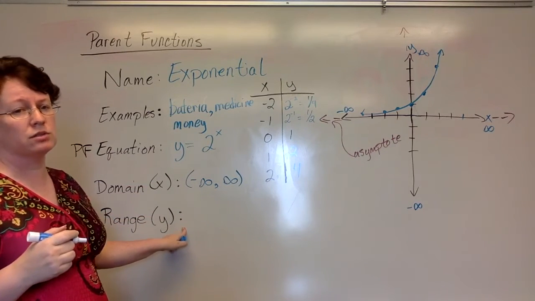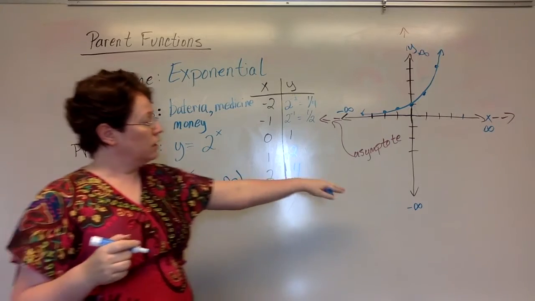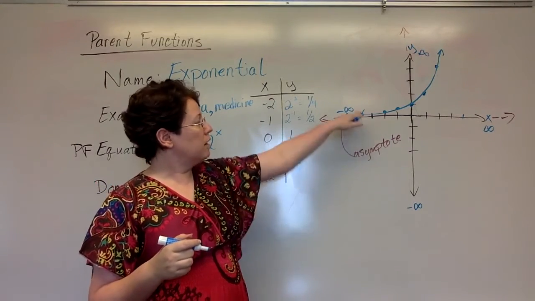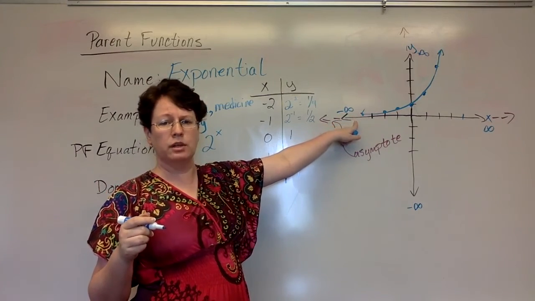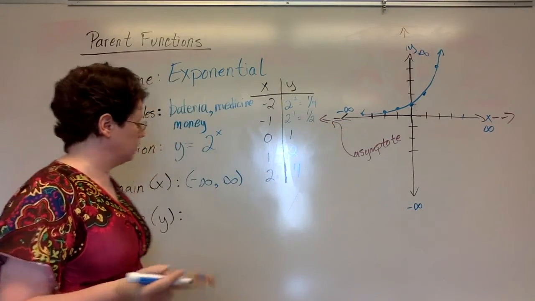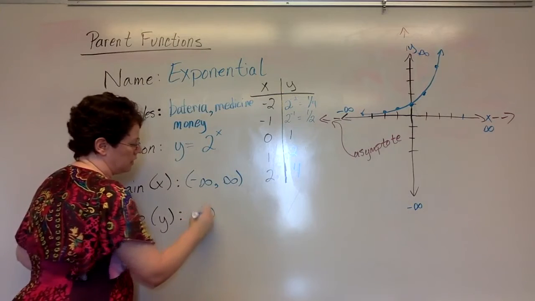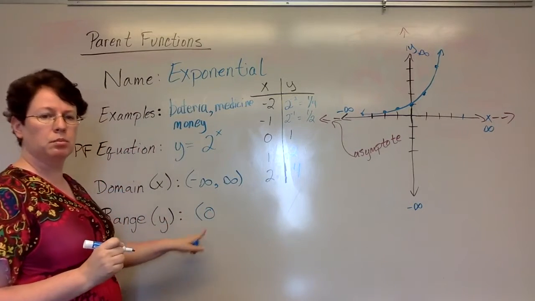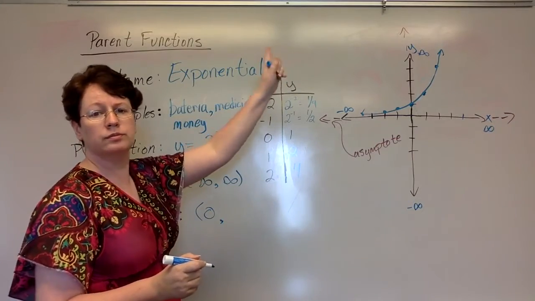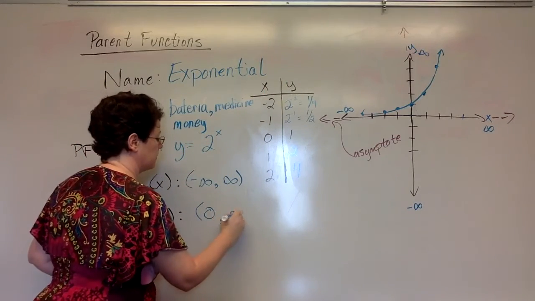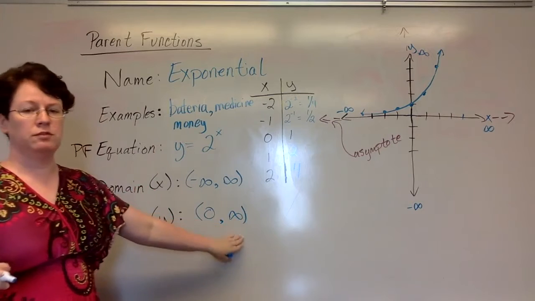The range is where it gets a little tricky, right? It doesn't go to -infinity. We don't have anything down here negative. It starts kind of at 0, but we just said it doesn't touch 0. Remember how we indicate that is going to be a parenthesis. We're going to put a parenthesis with that 0. And then how high does it go? It goes to infinity. So we're going to go from 0 to infinity.